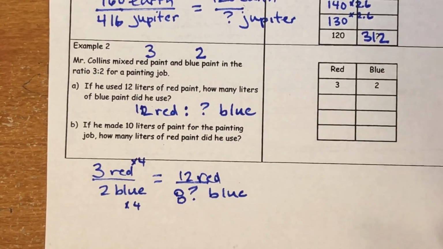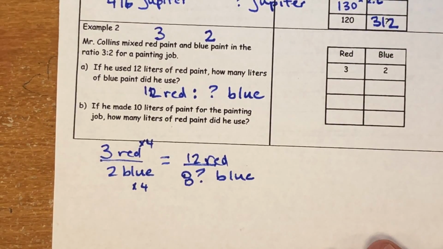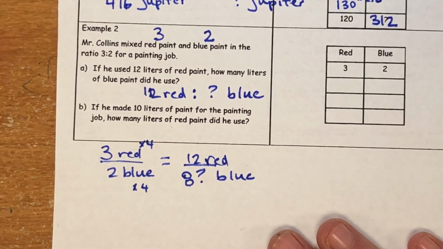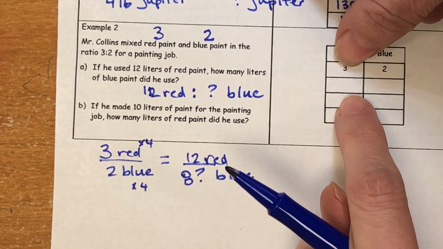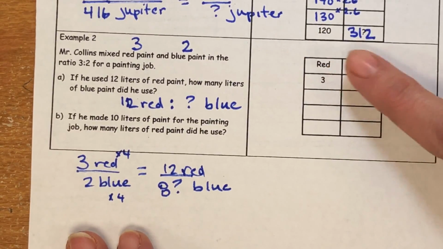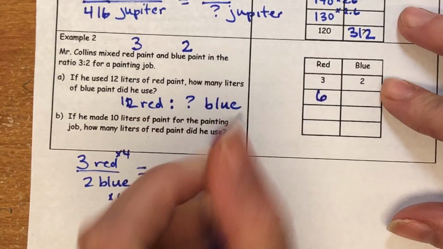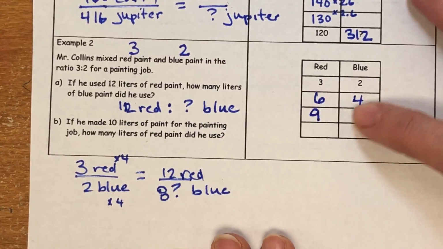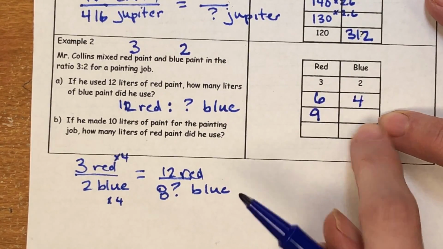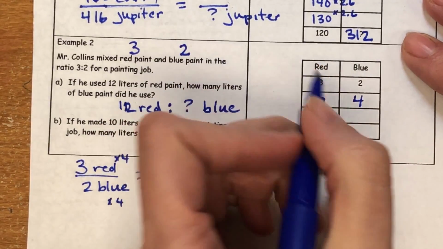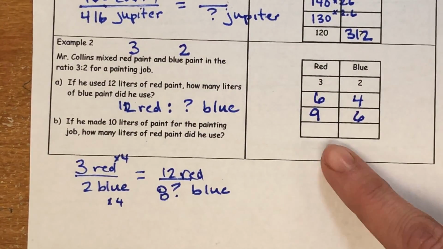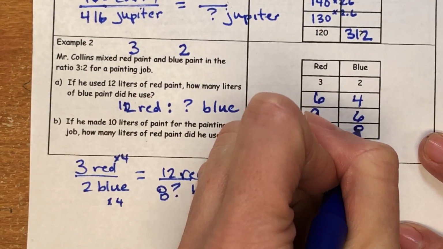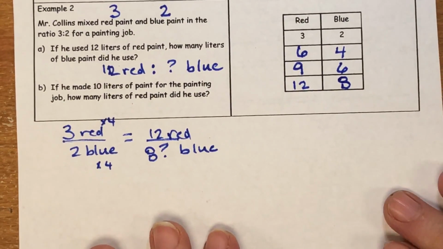So I can fill that in the table. For every 3 red, I have 2 blue. So if I have 6 red, how many blue? I have 4. If I have 9 red, I'm going to have 6 blue. If I have 12, I have 8. So I can do that.